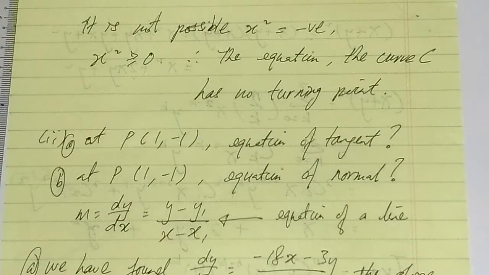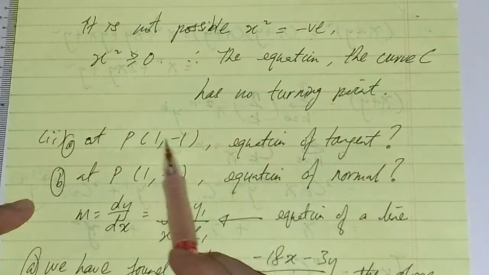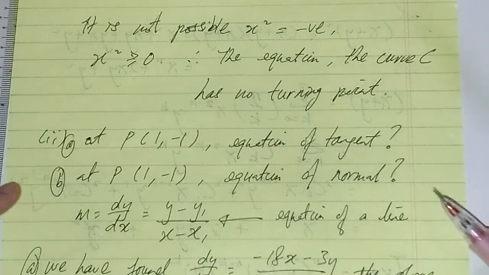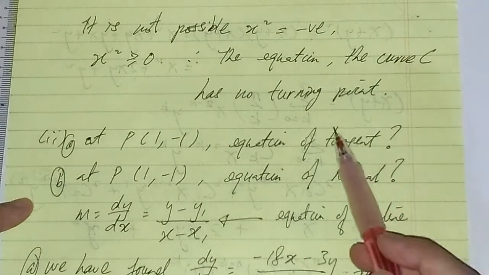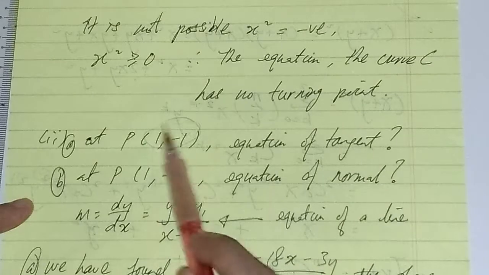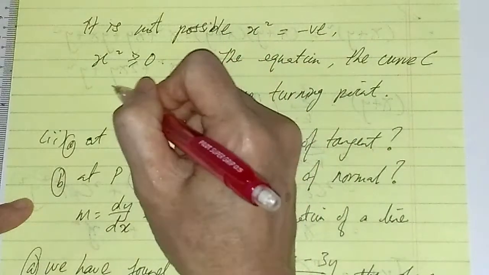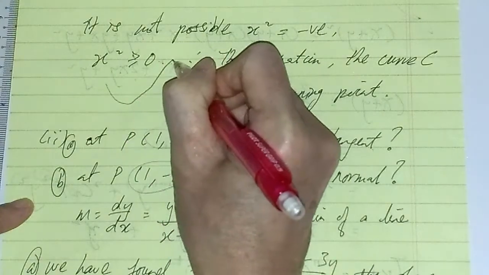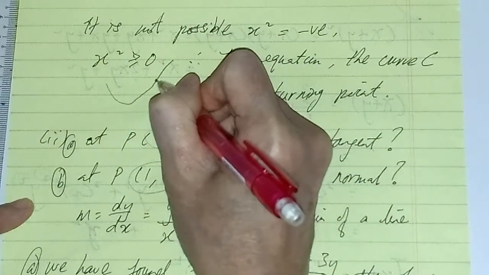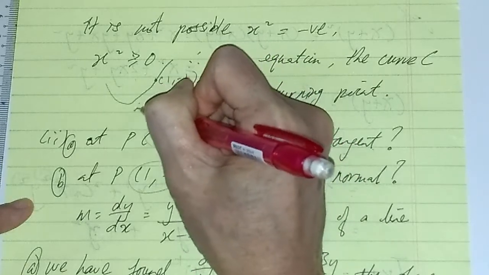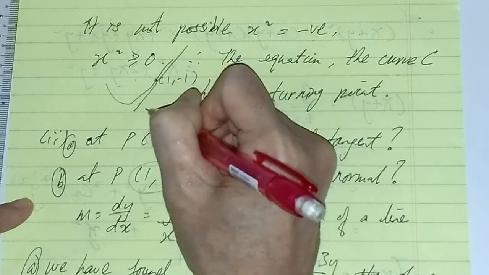Part 2, we are asked to find the equation of the tangent at the point 1 and minus 1. That means x is 1, y is minus 1. And the equation of the normal at this point. Tangent is like, for example, at this point, 1 and minus 1, I want to find a tangent line. This is so-called a tangent.